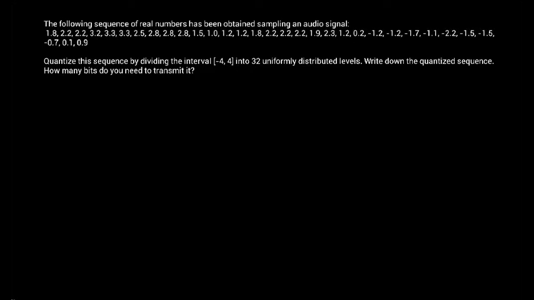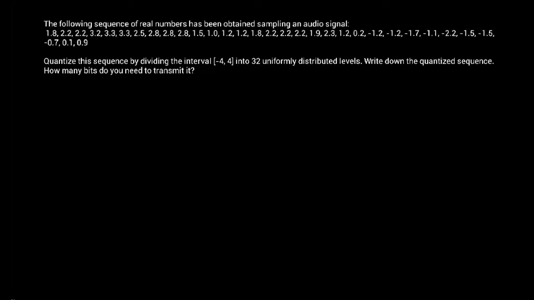Today we're going to solve a quantization problem. From our given problem statement, we are provided a sequence of real numbers that have been obtained from sampling an audio signal. We need to quantize this sequence by dividing it up on the interval from -4 to 4 into 32 uniformly distributed levels. Then we can write down the quantized sequence and determine the maximum number of bits we need to transmit the sequence. So the first thing to do is define how we can fit 32 levels over this interval.